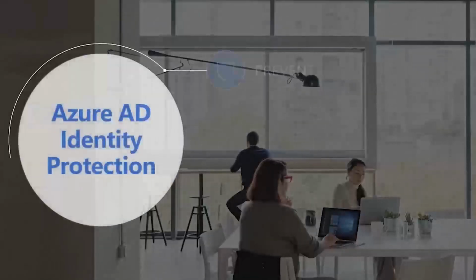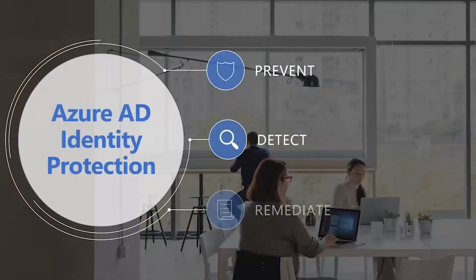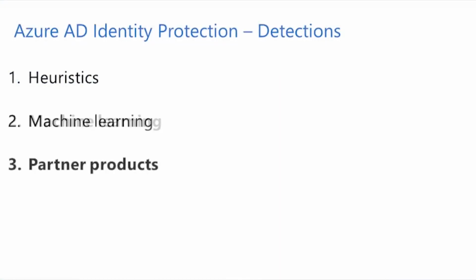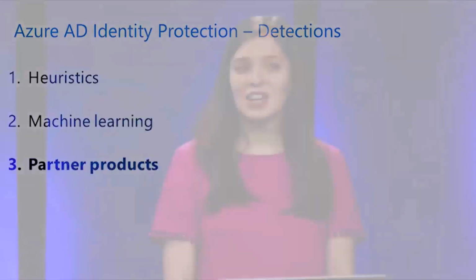Today, we're going to talk about what identity protection is and how it works. Azure AD Identity Protection is an identity admin's toolbox to prevent, detect, and remediate identity risk in their organization. It monitors every login for identity compromise using numerous detections. These detections can be based on heuristics or machine learning, or they can come from partner products. Can you share what we do with these detections in identity protection?